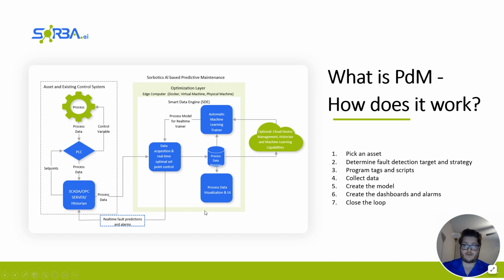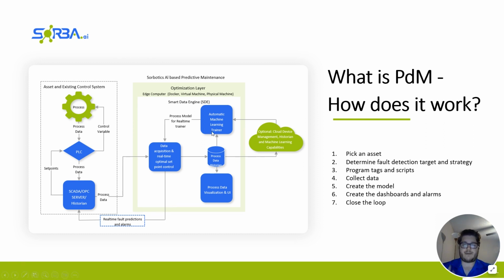We then have Sorba. We take that data from the historian, from the OPC server, or if we need to, directly from the PLC, and we bring it into Sorba for our data acquisition and real-time control. That data is then brought into Sorba's historian, and from there we do a couple of things with it. That information can be visualized using our dashboard designer, and it can be brought into the machine learning trainer so that we can build a machine learning model to perform predictive maintenance with this data.